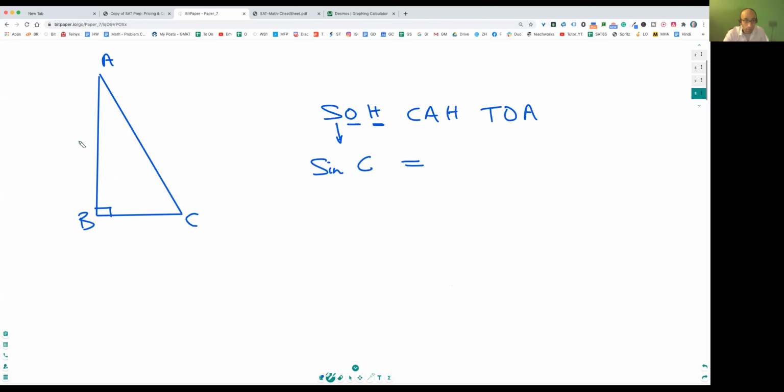Now, let's put some numbers to this, okay? Let's say this is 5 and this is, let's say, 13. So sine of C is going to be 5 over 13, guys. Opposite over hypotenuse. Remember, the hypotenuse is always in the denominator, okay? Now, cosine of C. Remember, you're looking at this angle over here. So it's going to be this guy, okay?